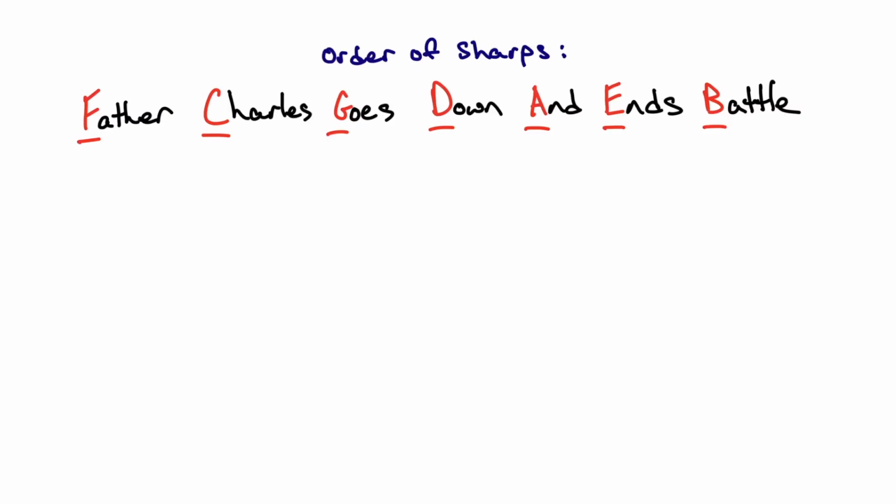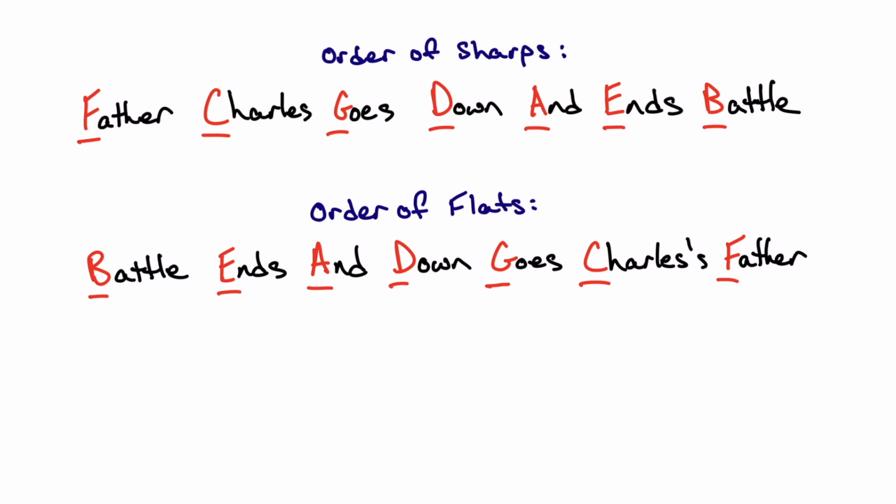So we've been using a saying to remember the order of sharps, and that saying is Father Charles goes down and ends battle. So that means that whenever the sharps appear in the key signature, they're always going to appear in this order. The same is true for the order of flats, except we just reverse the saying. So the saying for the order of flats is battle ends and down goes Charles's father. And you can remember that the phrase for the order of flats starts with B for battle by remembering that a flat looks like a small b. Then that can help you remember to start with battle for the order of flats. Battle ends and down goes Charles's father.